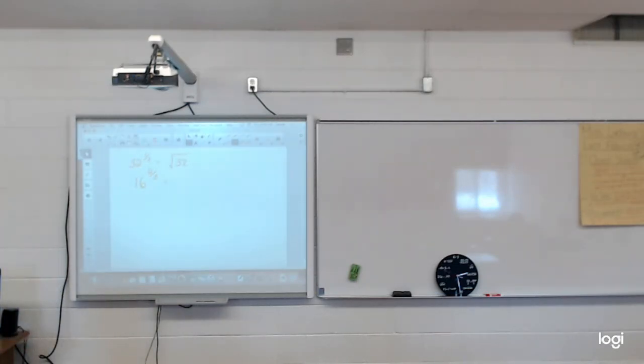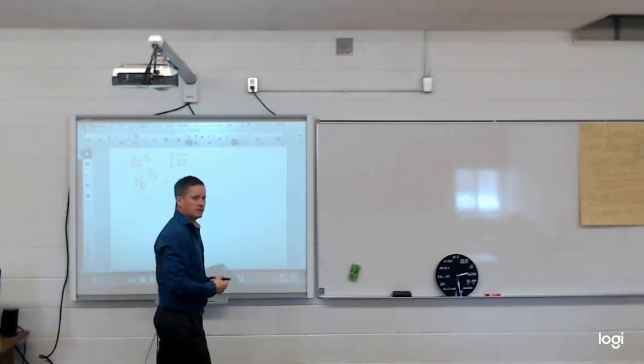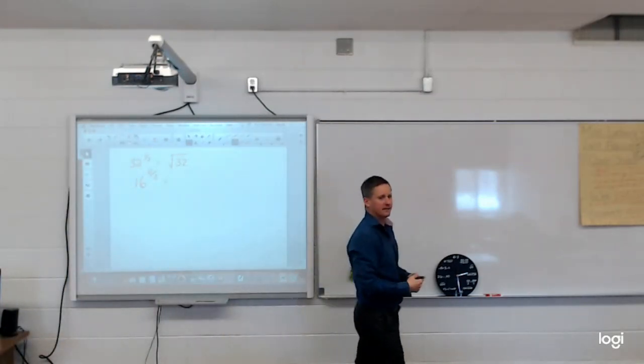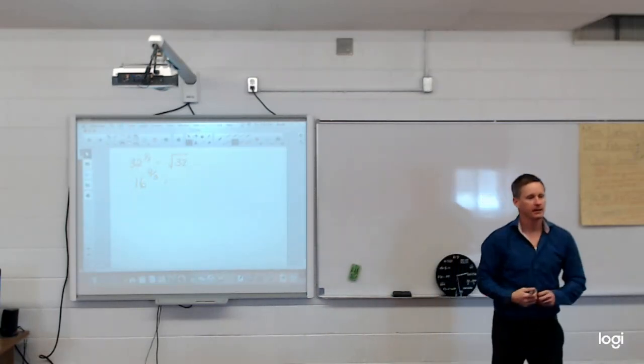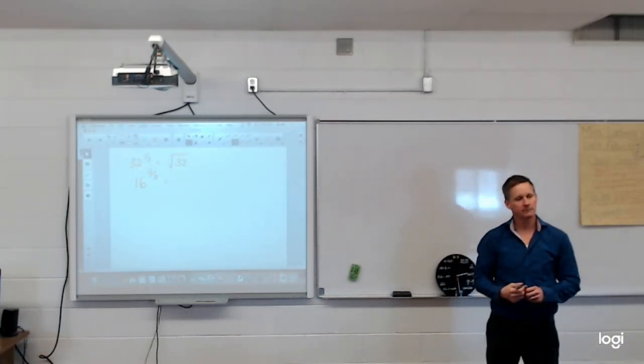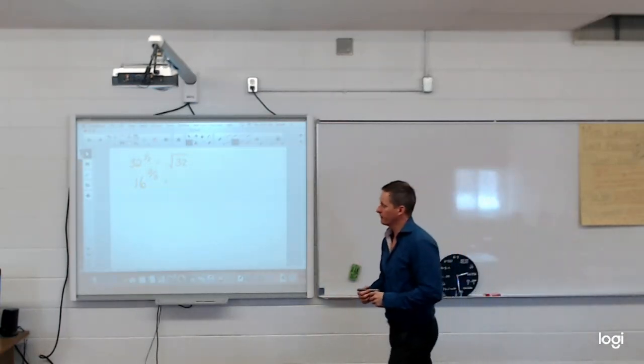16 to the 2/3. How do I write that as a radical? Put up your hand if you think you can do it. Lily, half up. I got you. 16, wait, the power of 2, and then like the third or cube. Yeah, there girl. You did real well.